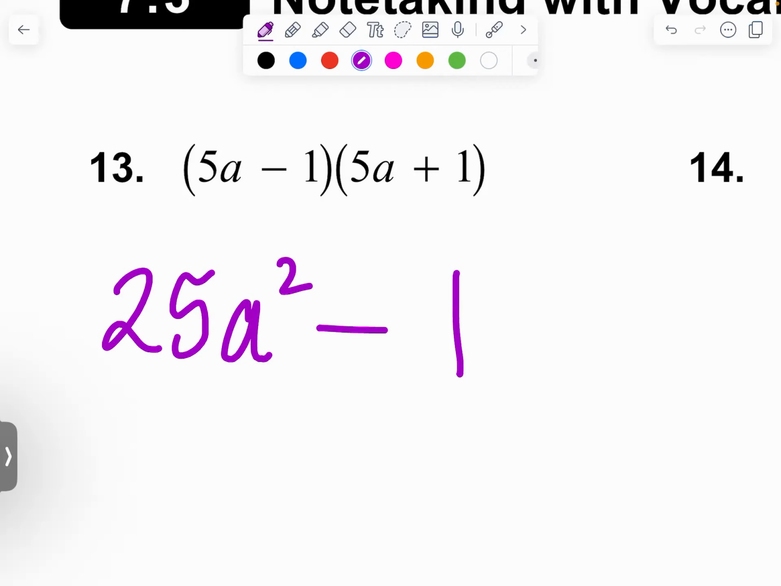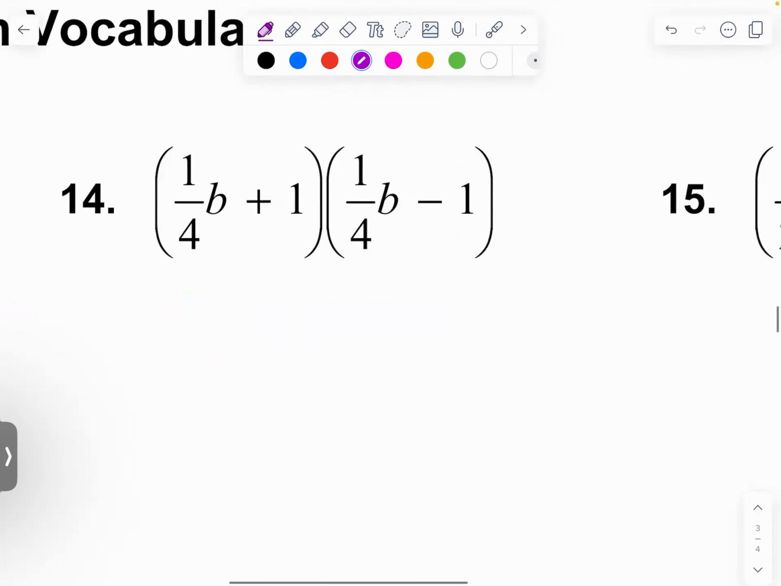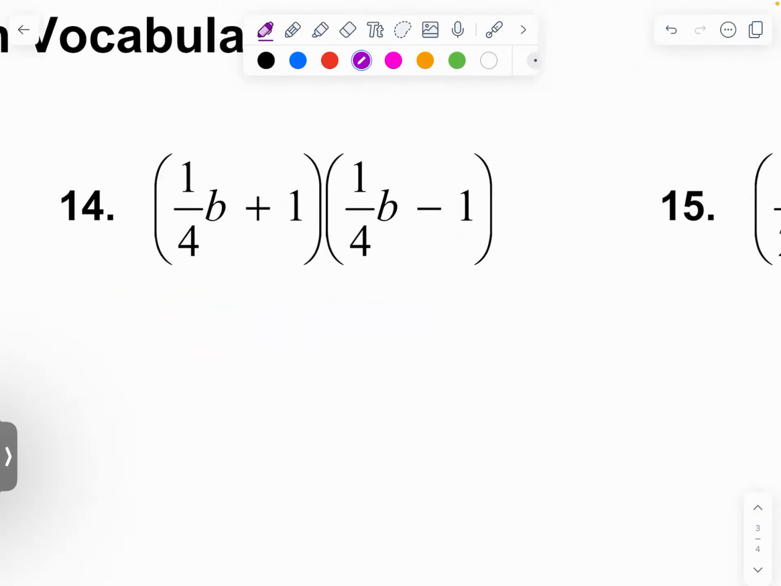You hate fractions? Okay, so let's talk about multiplying fractions.